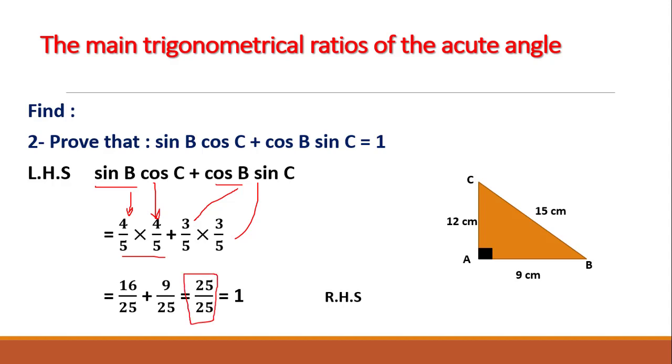So we have 16 over 25 plus 9 over 25. If you want to add two rational numbers with the same denominator, I write the same denominator, which is 25. Then I'll add 16 plus 9, which is 25. 25 over 25 is 1. And this is the right hand side. Okay, so we proved that sine b cosine c plus cosine b sine c equals 1.